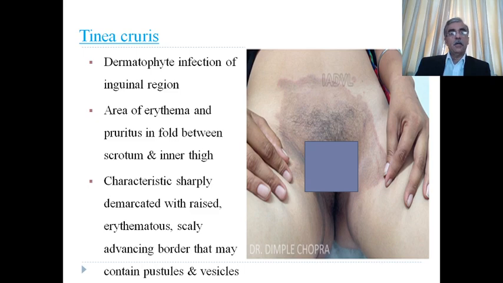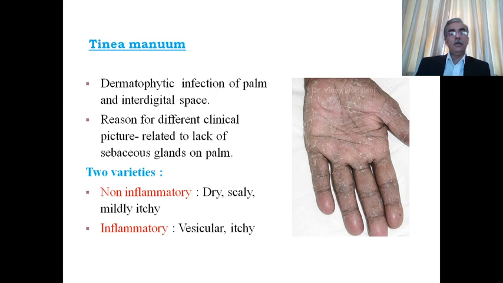Then another presentation of dermatophyte infection is tinea cruris, where the inguinal region is involved. There is an area of erythema and pruritus in the folds between the scrotum and inner thigh, characterized by a sharply demarcated, raised, erythematous, scaly advancing border, and it may contain pustules and vesicles at the periphery. So folds are involved in tinea cruris, the gluteal folds and groin. And in tinea manuum, the hands are involved, and this condition has to be differentiated from hand dermatitis or palmar psoriasis.